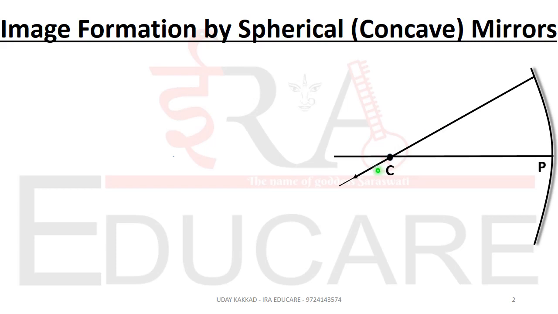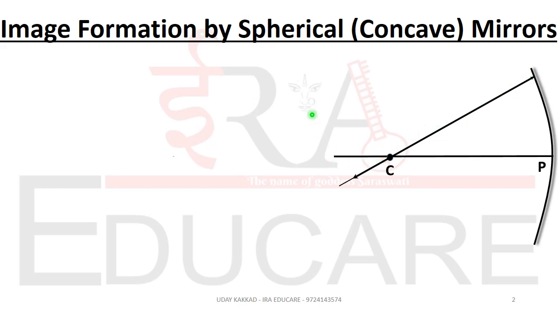You know that the normal of the mirror passes through the C, so the angle between the incident ray and the normal is 0, right? You know that the angle of incidence and the angle of reflection are the same, so the angle of reflection is also 0, right? So that's why it goes in the same direction.